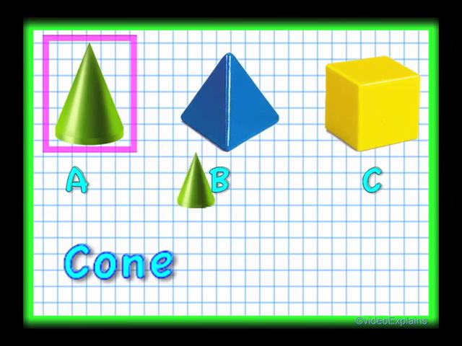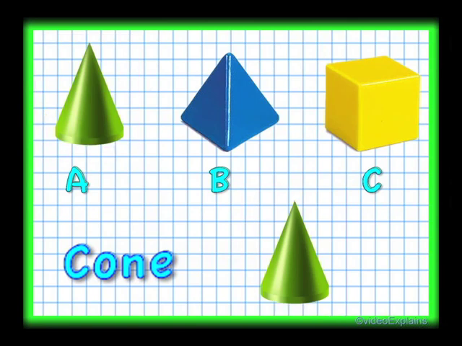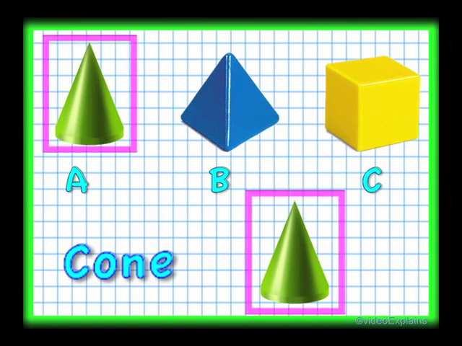Well, you are right. Shape A is a cone. The color of the cone is green. Good job! Keep going!